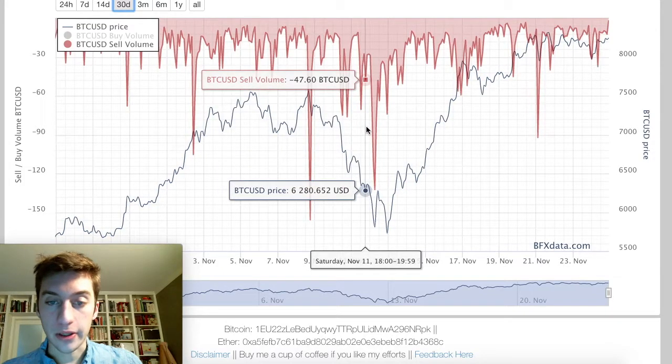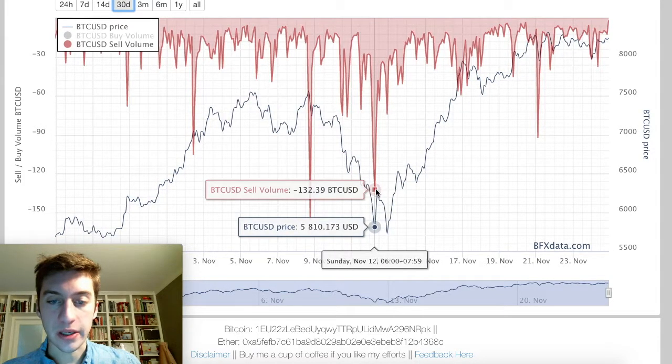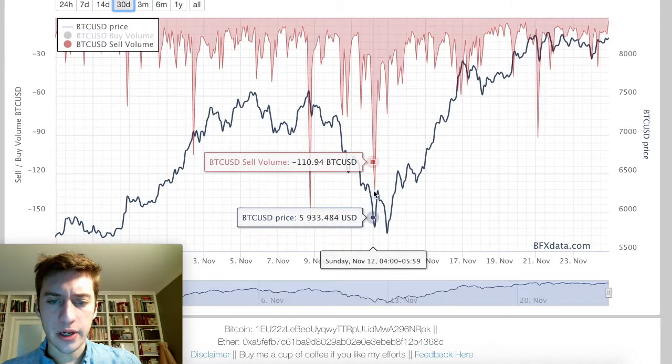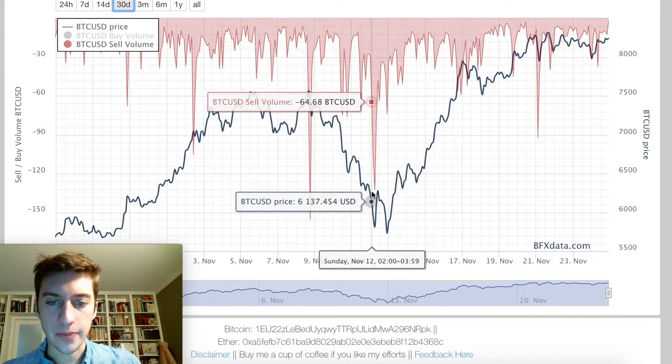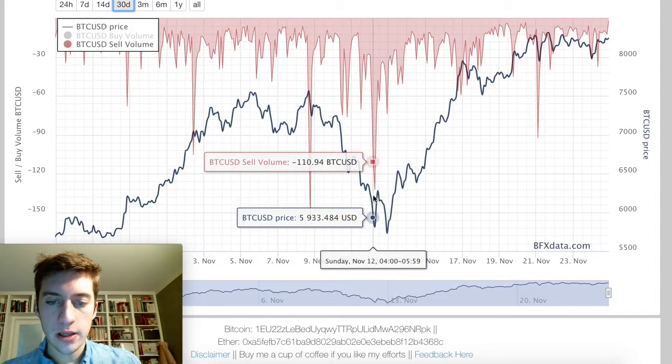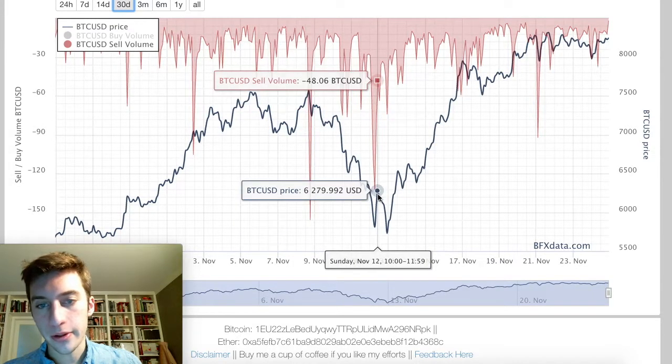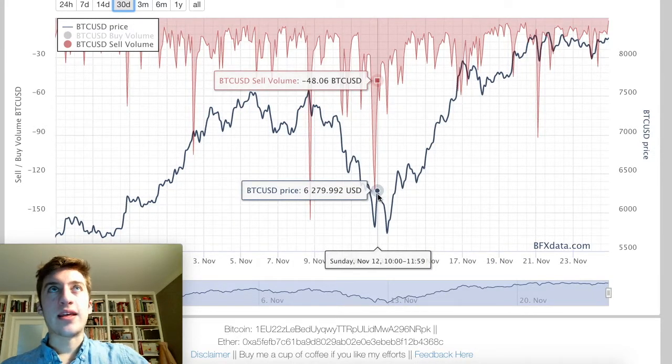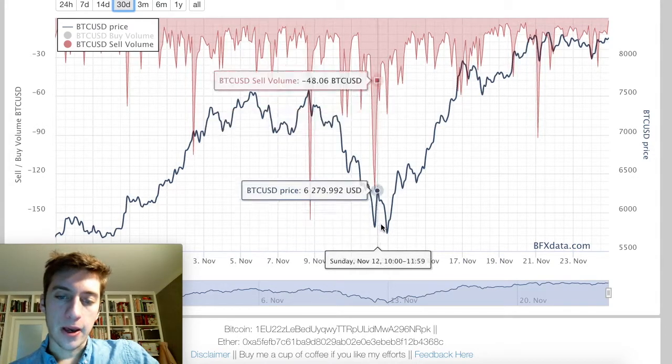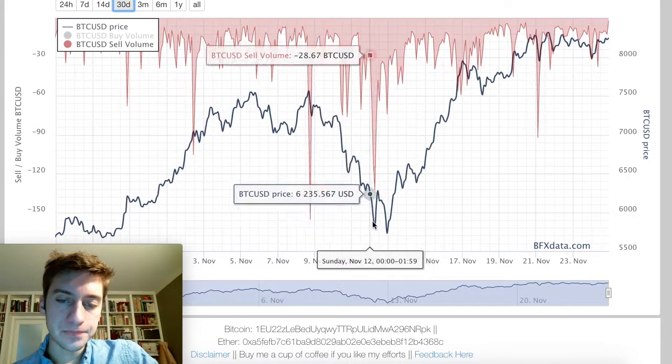But speaking of a market bottom, right here, we have a spike in selling volume, but the price doesn't really move much. We can see here the price does shoot down, but then it stops moving and it immediately goes upward. That is what a market bottom looks like. And this is exactly where you should be buying.